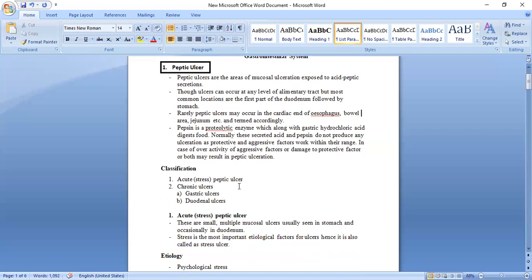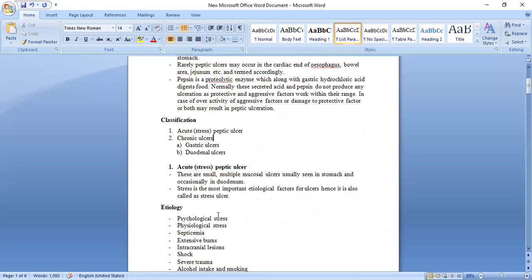Okay, now see the classification: acute peptic ulcer and chronic peptic ulcer. Acute is due to stress, so we can call it a stress ulcer also. Stress will come everywhere, isn't it? Acute peptic ulcer and chronic peptic ulcer. Chronic is again divided into gastric and duodenal ulcer.